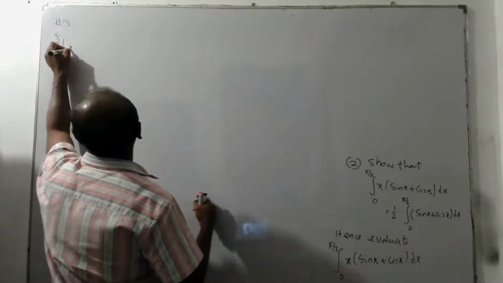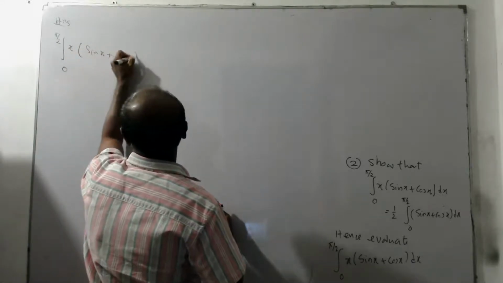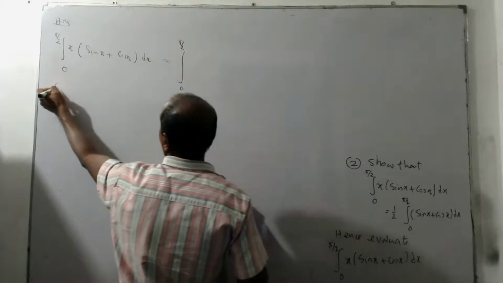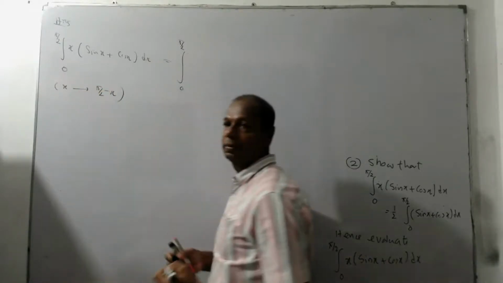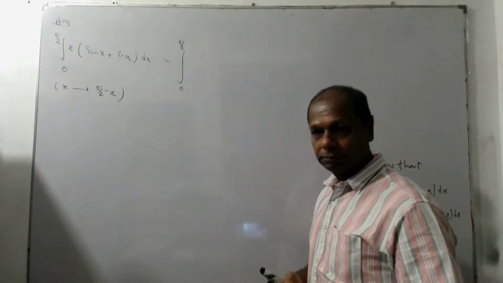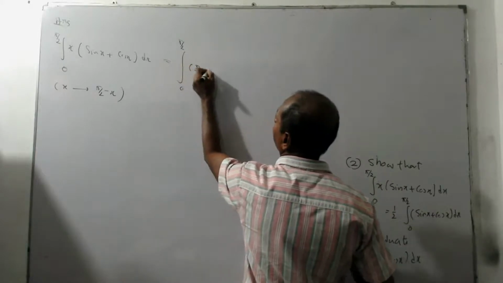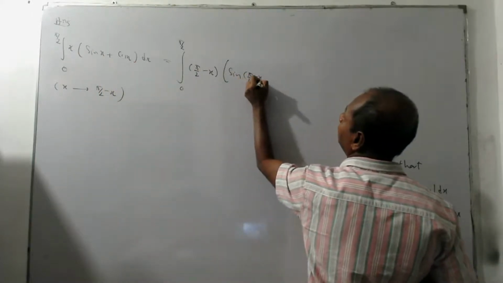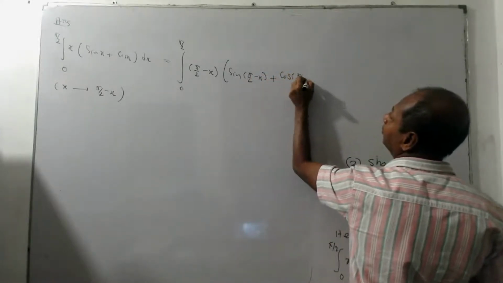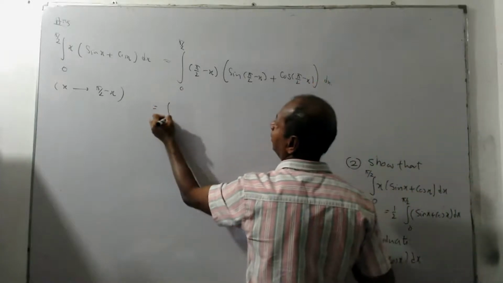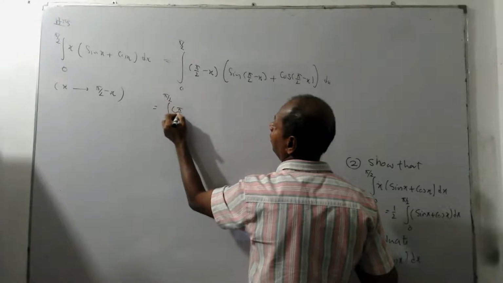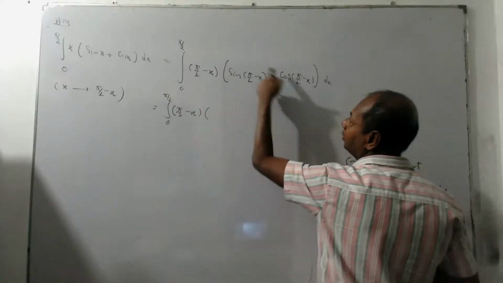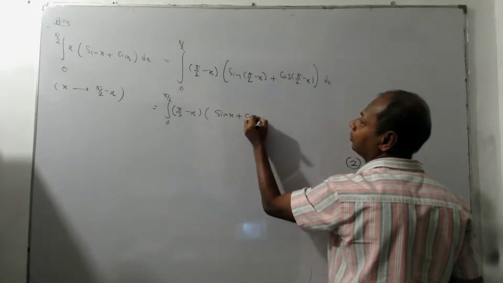0 to pi by 2 x sin x plus cos x dx. The theorem says you can replace x by pi by 2 minus x. So x is replaced by pi by 2 minus x, and sin of all x here will be replaced by pi by 2 minus x. It is like pi by 2, 0 to pi by 2, pi by 2 minus x. Sin of pi by 2 minus x is cos x, cos of pi by 2 minus x is sin x. I take this forward, sin x plus cos x dx.